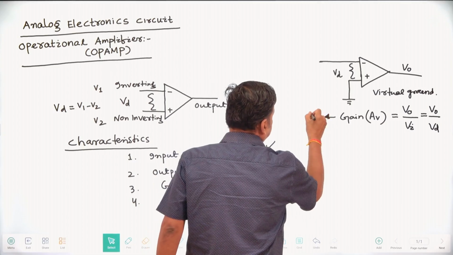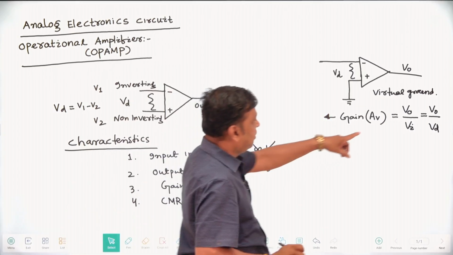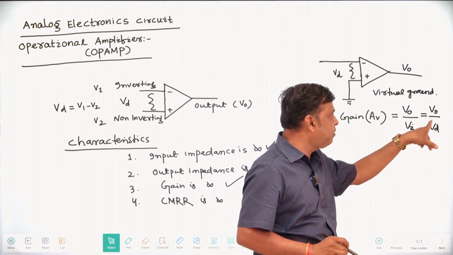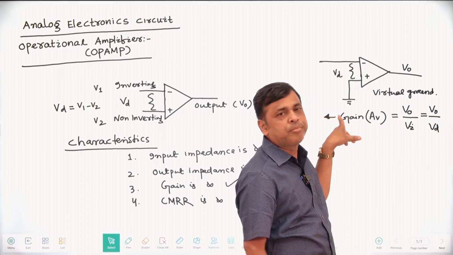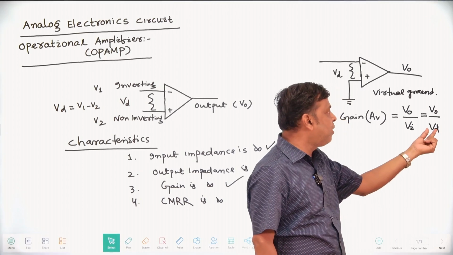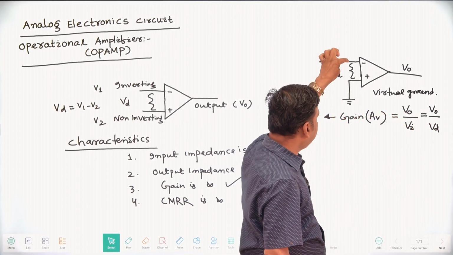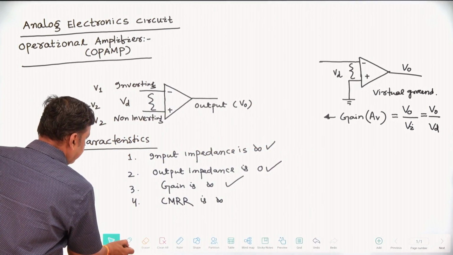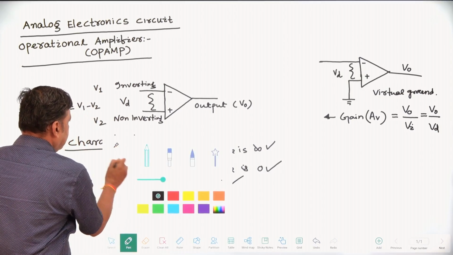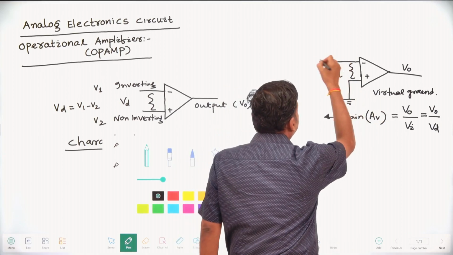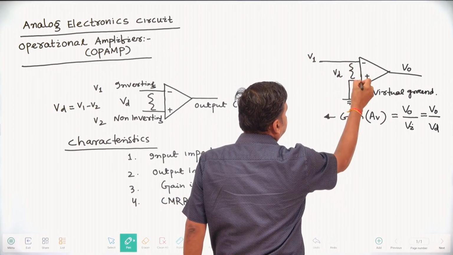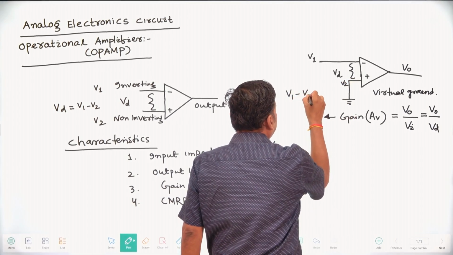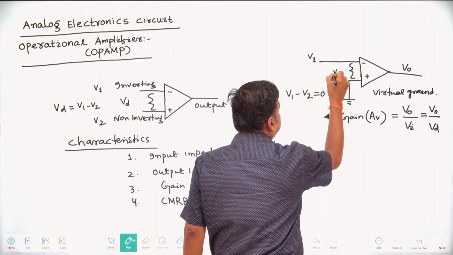If this is infinite, it means something divided by this is infinite, so this is zero. If this voltage is zero, then gain becomes infinity. How will we get Vd equal to zero? Because this voltage minus this voltage must be zero. Suppose this is your V1 and let this be V2, so V1 minus V2 must be equal to 0, or Vd equal to 0.